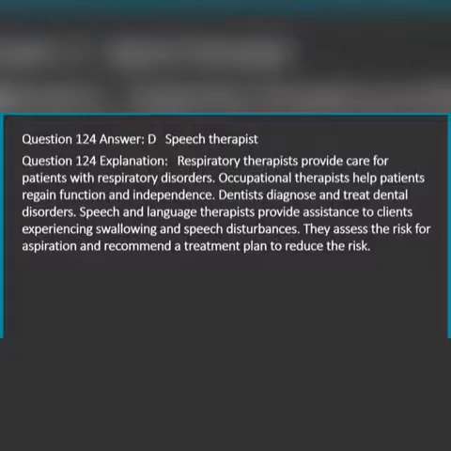Question 124. Explanation: Respiratory therapists provide care for patients with respiratory disorders. Occupational therapists help patients regain function and independence. Dentists diagnose and treat dental disorders. Speech and language therapists provide assistance to clients experiencing swallowing and speech disturbances. They assess the risk for aspiration and recommend a treatment plan to reduce the risk.